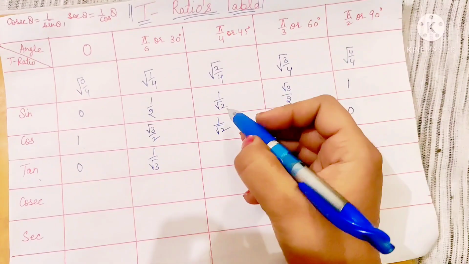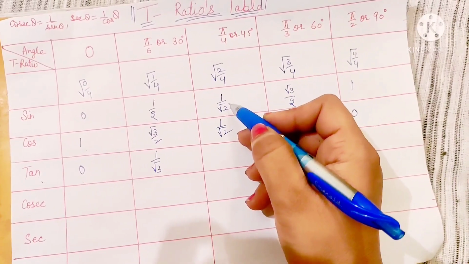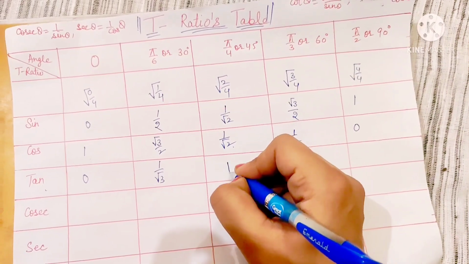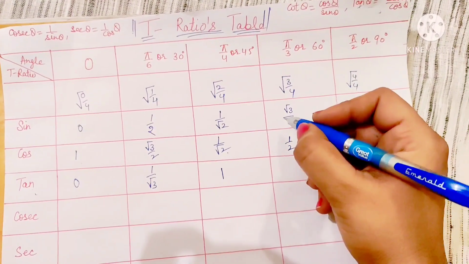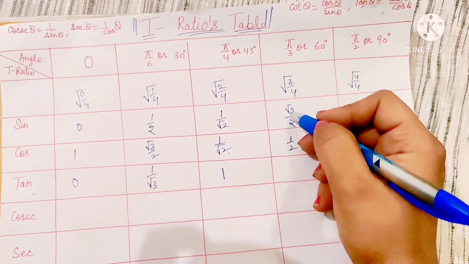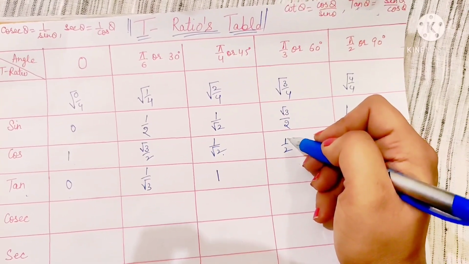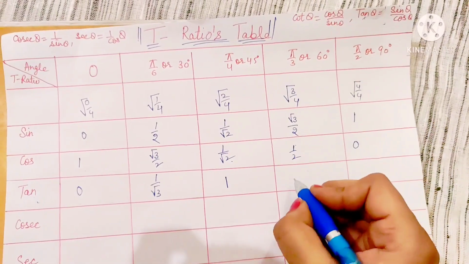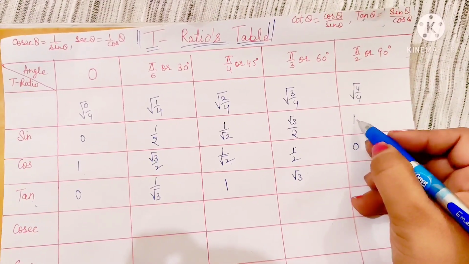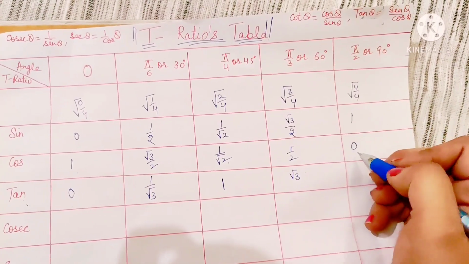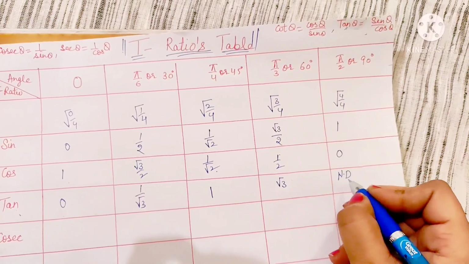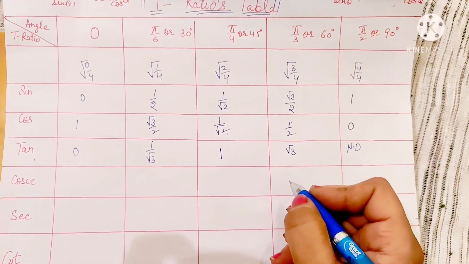root 3. Next tan of 45 degree, 1 by under root 2 divided by 1 by under root 2, which is equal to 1. Next tan of 60 degree, under root 3 by 2 divided by 1 by 2, which is equal to under root of 3. For tan 90, 1 by 0, which is not defined. ND stands for not defined.